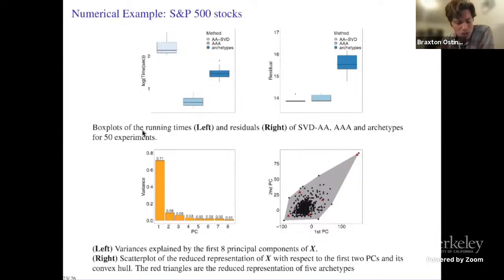Okay, and we also try to justify that the assumptions that we made in our reductions hold for this data set. So indeed, the intrinsic dimension of the data is pretty small, and then we looked at a scatter plot of the reduced representation with the archetypes as well.